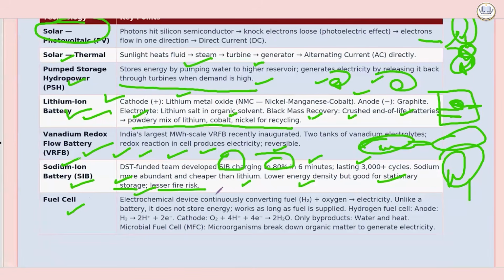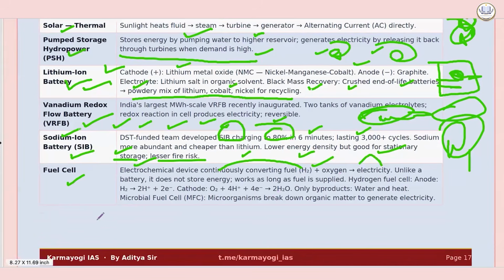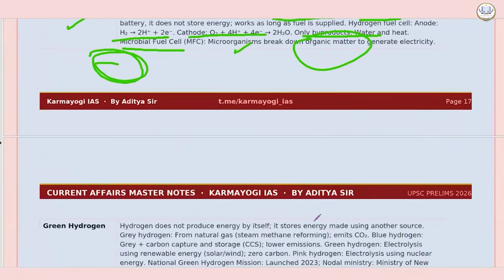Then we have fuel cells. An electrochemical device continuously converting fuel, that is hydrogen plus oxygen, into electricity. Unlike a battery, it does not store any energy. It works as long as fuel is supplied. In hydrogen fuel cells, the anode has this reaction, which you don't need to remember, and the cathode has this reaction. The only byproducts are water and heat. A microbial fuel cell is also there, where microorganisms break down organic matter to generate electricity.